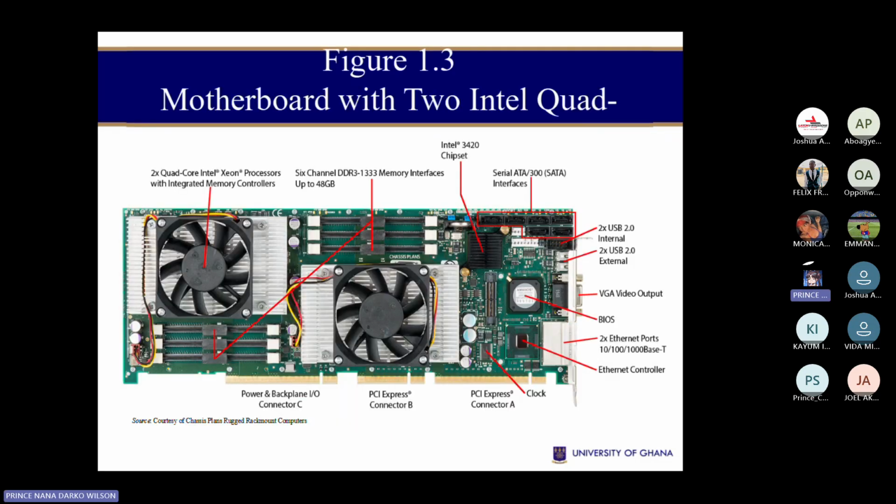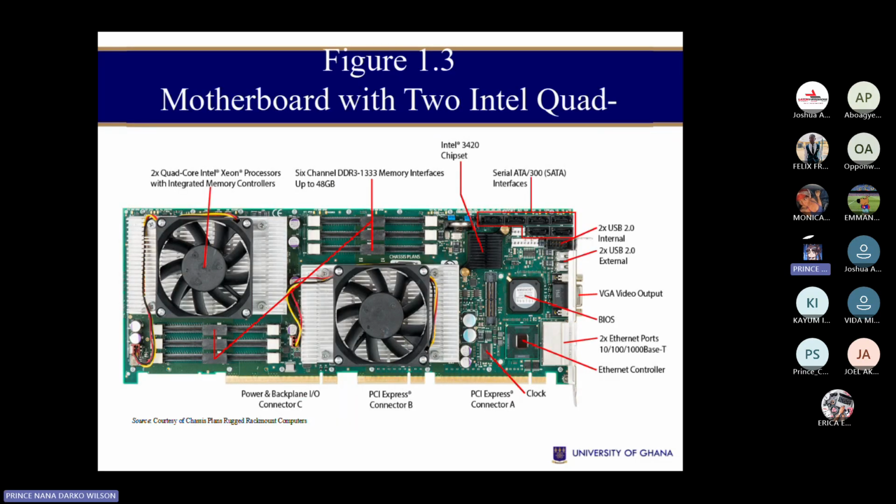A motherboard with 2 Intel quad. So then, here are your cores. These ones, not the fan, oh my people, not the fan. This is a, what do we call it? A whole board showing different regions of the computer. If we trace it carefully, it says 2x quad-core Intel Xeon processors with integrated memory controllers. And then they are situated behind here.